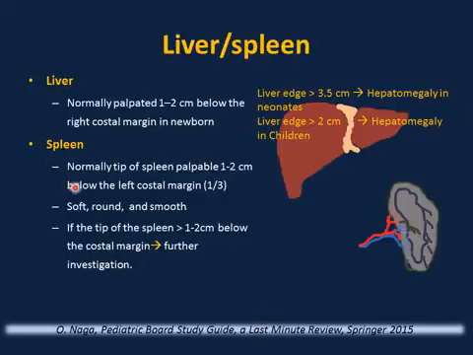Regarding the spleen, normally the tip of the spleen is palpable 1 to 2 centimeters below the left costal margin, normally in 1/3 of newborns, but it has to be soft, round, and smooth, not firm, not irregular. If it is firm and irregular, it has to be investigated. If the tip of the spleen is more than 1 to 2 centimeters below the left costal margin, it has to be investigated as well.